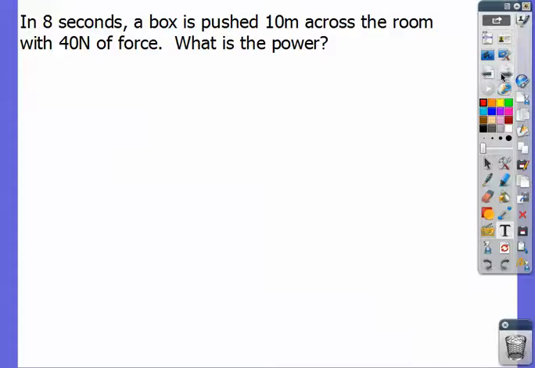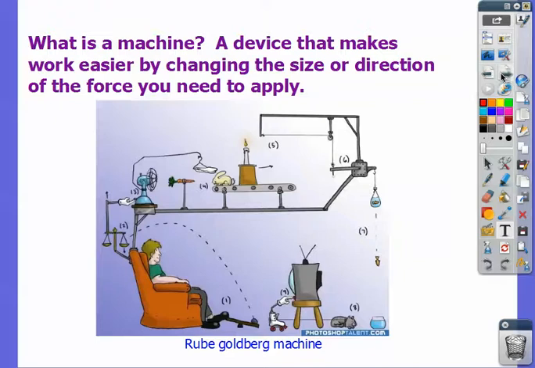So that's really the gist of power, but power and work together lend themselves to the idea of a machine. Now, when we think of machines, we think of big complex machines like car engines and microwaves and who knows what else. When we're talking about machines this year, we're really talking about totally simple, basic machines. The most basic definition is that a machine is a device that makes work easier by changing the size and/or the direction of the force that needs to be applied.